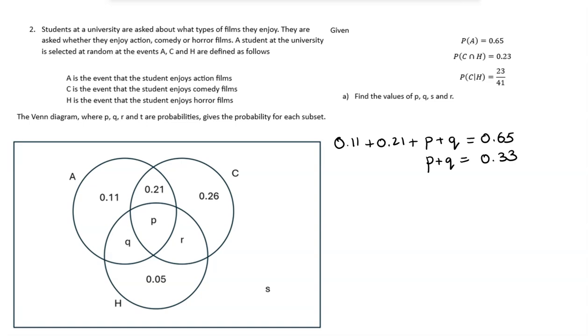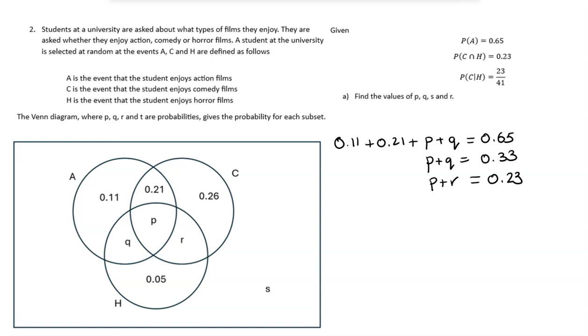We also get told that the probability of C and H is 0.23. So that's that intersection between C and H. What that means is that P plus R must equal 0.23. So let's write another equation here: P plus R equals 0.23. Again, I've got 2 unknowns in one equation. You could rearrange to make P and then put that in the first equation, but then you've just got Q and R involved there.